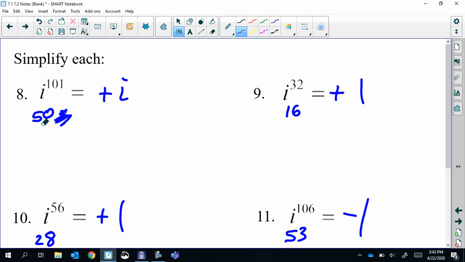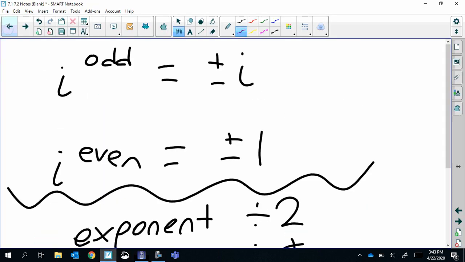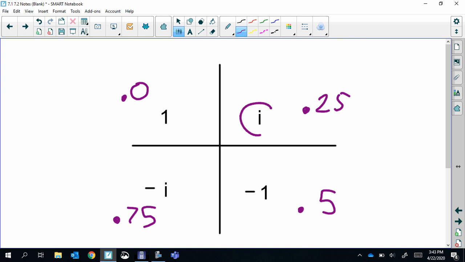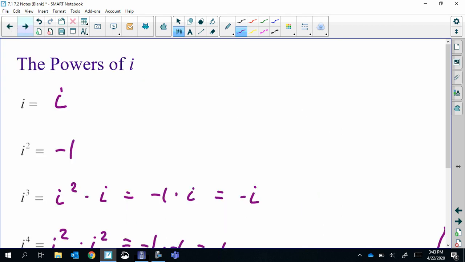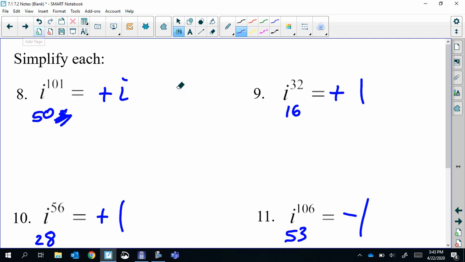So when we did 101 divided by 4, we got 0.25. 0.25 means positive i, which is what we said originally. There's lots of different ways to do it. So take your pick, whichever way of those you like. You don't need to know all of them. You just got to know one and make it work for you.